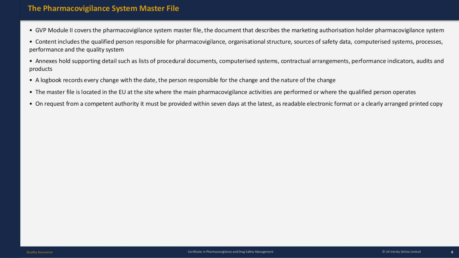The Pharmacovigilance System Master File. GVP Module 2 covers the Pharmacovigilance System Master File, the document that describes the marketing authorization holder's pharmacovigilance system. Content includes the qualified person responsible for pharmacovigilance, organizational structure, sources of safety data, computerized systems, processes, performance, and the quality system. Annexes hold supporting details such as lists of procedural documents, computerized systems, contractual arrangements, performance indicators, audits, and products. A logbook records every change with the date, the person responsible for the change, and the nature of the change.